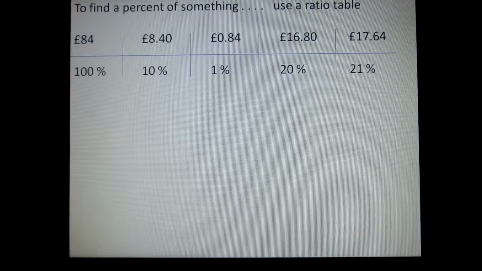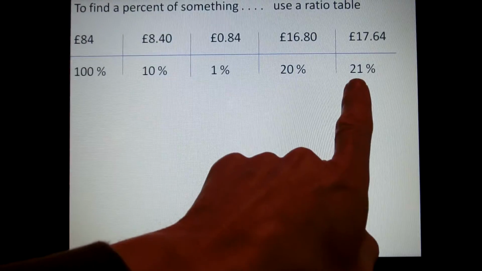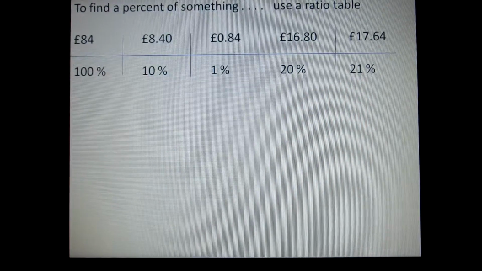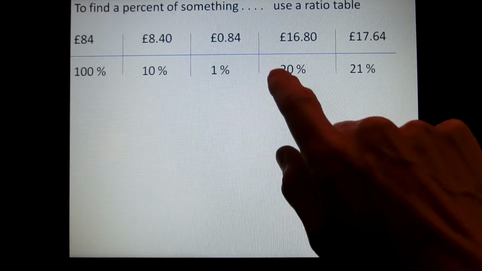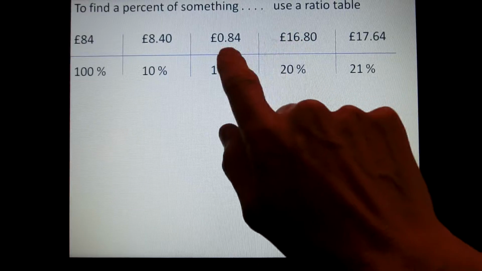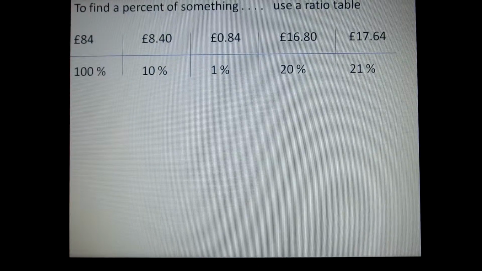If I want to find 20%, that'll be easy. All I do is double that, and so I double this and get £16.80. If I want 21% of the original price, then I will take these two and add them together. So 21% will be these two amounts added, which is £17.64. The ratio table just keeps you organised and makes it really easy for somebody to read your work and follow what you did.